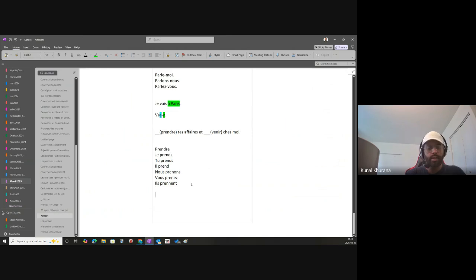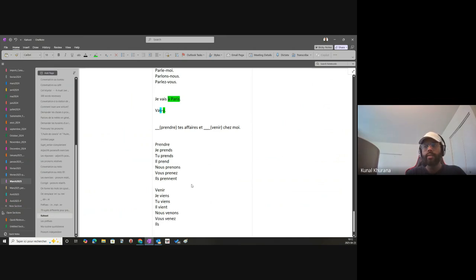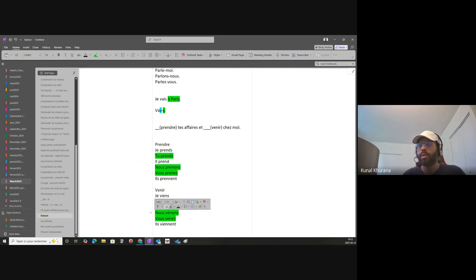Same for the verb venir. Je viens, tu viens, il vient, nous venons, vous venez, ils viennent. Now that we know that we just use three subjects in the imperative, we have to remember these three: tu form, nous form, and vous form. Deuxième personne du singulier, première personne du pluriel, deuxième personne du pluriel. C'est tout.